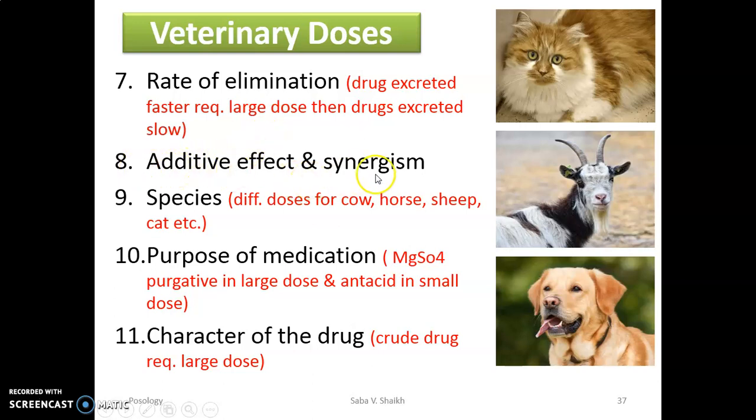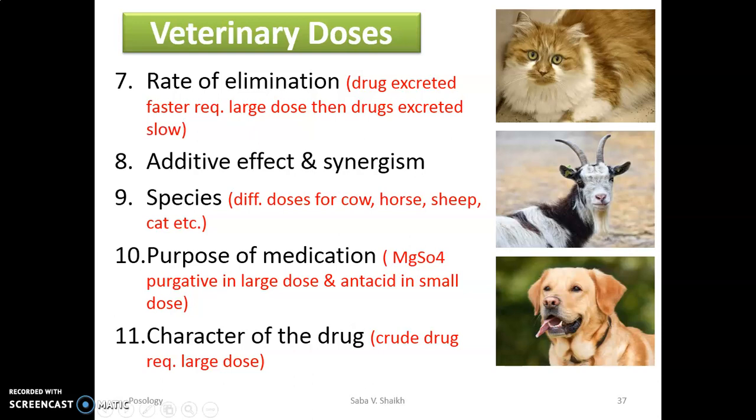Next is additive effect and synergism effect, which are the same as the human effects. If you see that particular point, you can explain it very well in the case of veterinary doses also. The 9th point is species. Species means there are different species of animals, so there is a different dose for cow, a different dose for horse, sheep and cat, etc. Because the biology and species of all these animals are different. If you have seen 12th biology and zoology, you know very well what is meant by species. So different animals can require different drug doses.